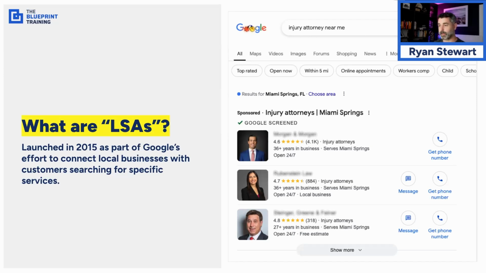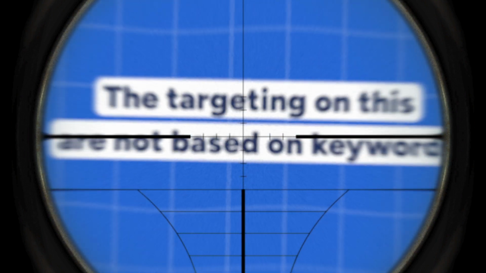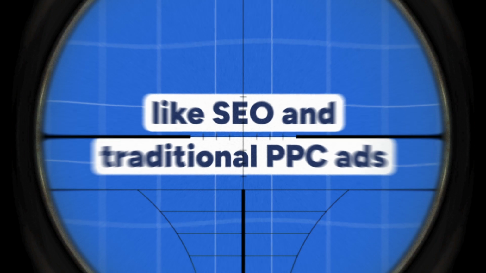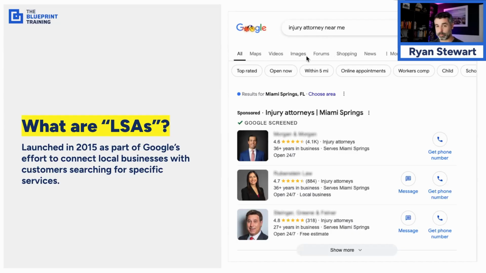They're constantly expanding it. Even within law, right? There's different pockets of law: personal injury law, accident, divorce, business law. There's all different pockets of law that they now specifically service. And that's important because we talk about the targeting. The targeting of these is not based on keywords like SEO and traditional PPC ads. They're based on categories. They're also tied to your Google business profile. So we'll talk about a lot of that as we get through it. But just at a high level, that's why Google launched them.